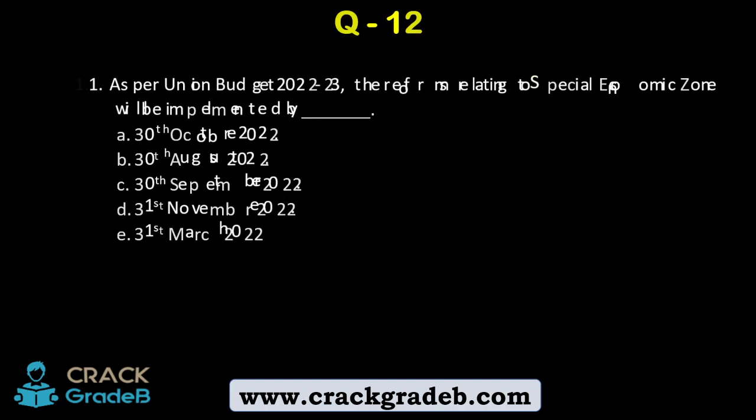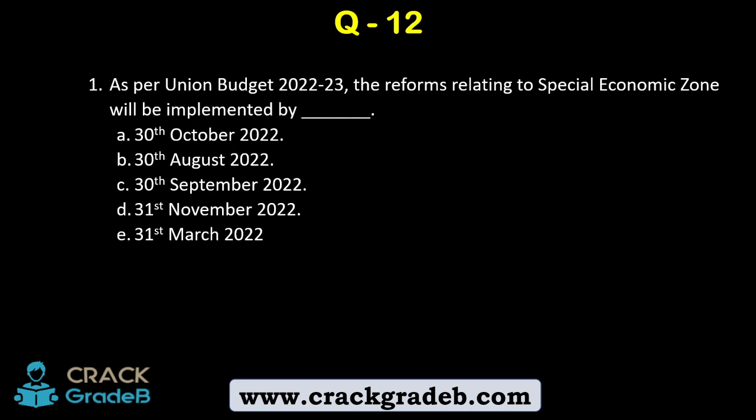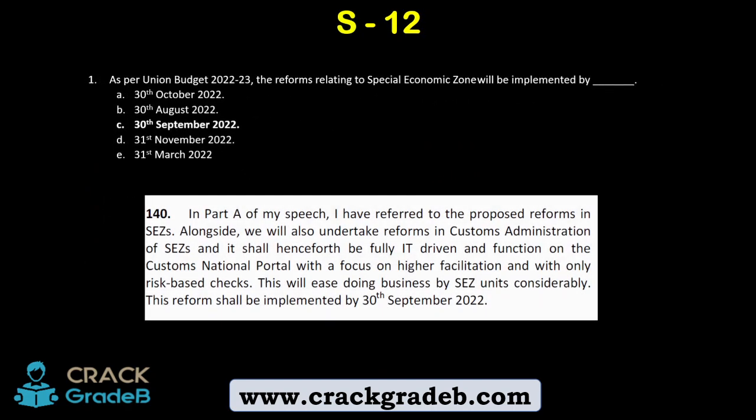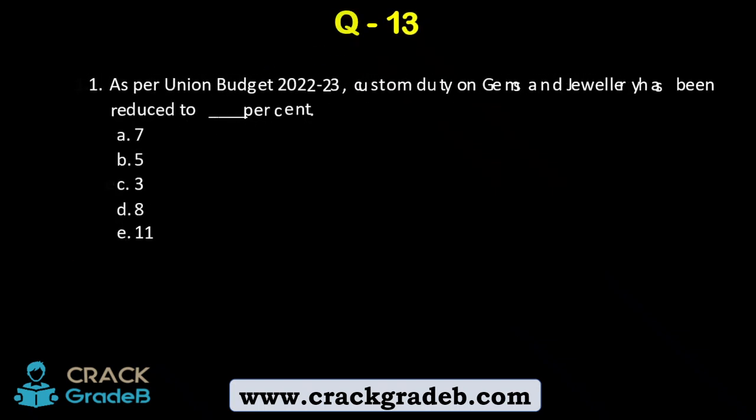Let's move to the next question, question number 12. As per the budget, the reforms related to special economic zones will be implemented by which date? Now, I would say this is one of the most important questions, right? Why? Because in the budget speech itself, the finance minister told the date, and even in the PIB, in the newspaper, in the budget document, this date was mentioned. So this is very important, I must say. Let's see the answer. The answer is 30 September 2022.